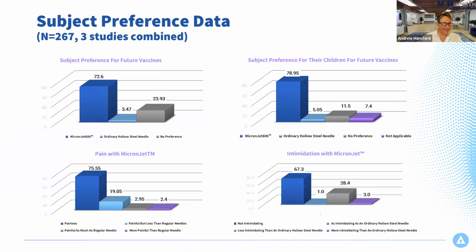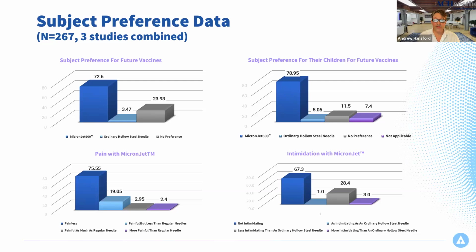Preference data: we know from the studies for future vaccines, 72% prefer the MicronJet. When it comes to children, that's obviously really good too. Children can be very nervous, and we've all seen patients who come to clinic who are extremely nervous of needles. Where did that come from? It's a psychological thing. I think a lot of the time no one's quite sure why they're so scared of needles. Could that be childhood trauma? Quite easily. So we're removing that childhood trauma.